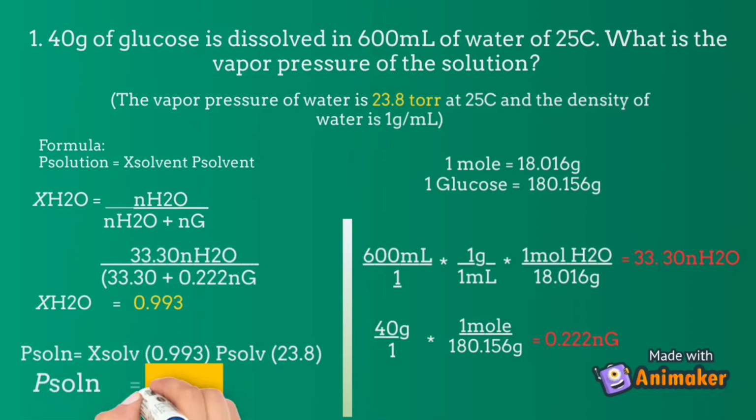P solvent is equal to 23.63. And this is the vapor pressure of our solution.